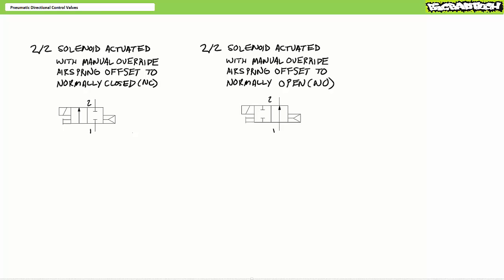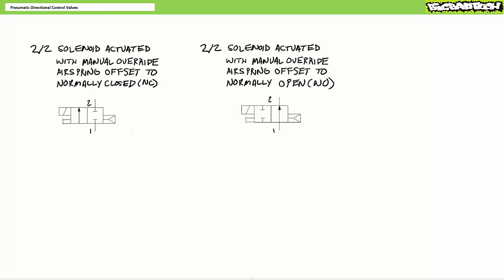Notice anything different? This new valve is still a 2x2, or 2-port 2-position, directional control valve that's solenoid actuated with a manual override and an air spring offset. Only this version's deactivated state opens the passage from 1 to 2. When energized, the solenoid slides the spool such that it closes passage from 1 to 2 in the activated state. For this reason, this particular valve on the right might be referred to as a normally open 2x2 solenoid actuated valve. Normally open is sometimes abbreviated as NO.